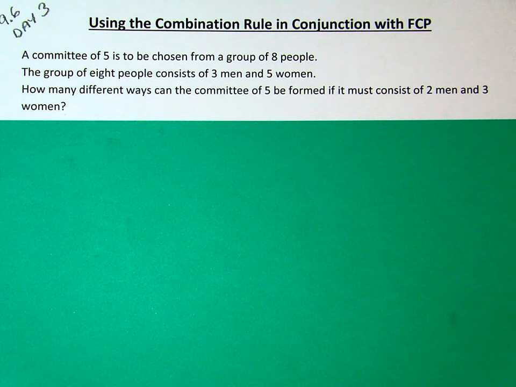So specifically for this one, we're talking about men versus women. The group of 8 people consists of 3 men and 5 women. How many different ways can the committee of 5 be formed? So it must consist of 2 men and 3 women.